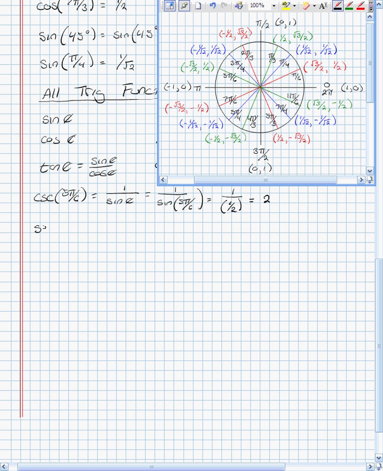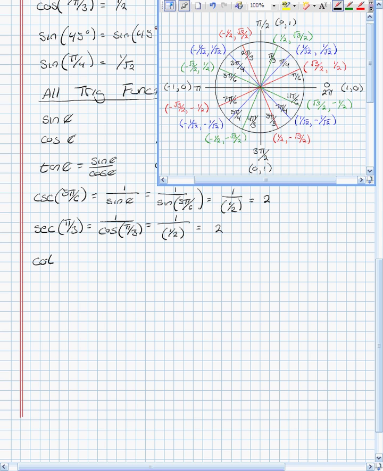We're asked to find the secant of pi over 3. Once again, we know that secant is 1 over cosine of pi over 3. So if we look at pi over 3, follow our unit circle, pi over 3 radians, look at cosine, that's 1/2. So 1 over 1/2 is equal to 2. So the secant of pi over 3 is equal to 2.